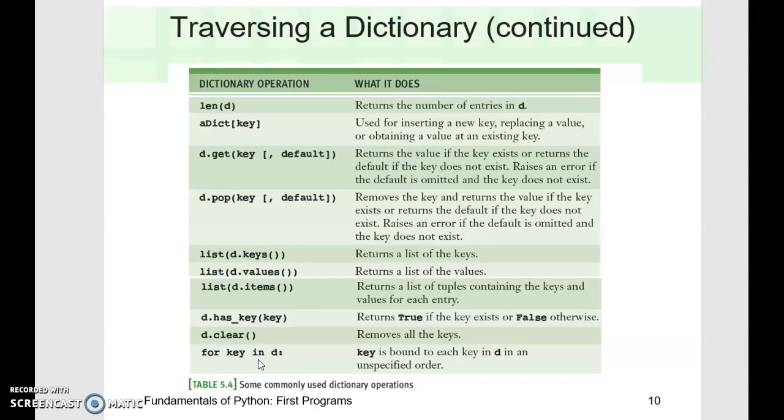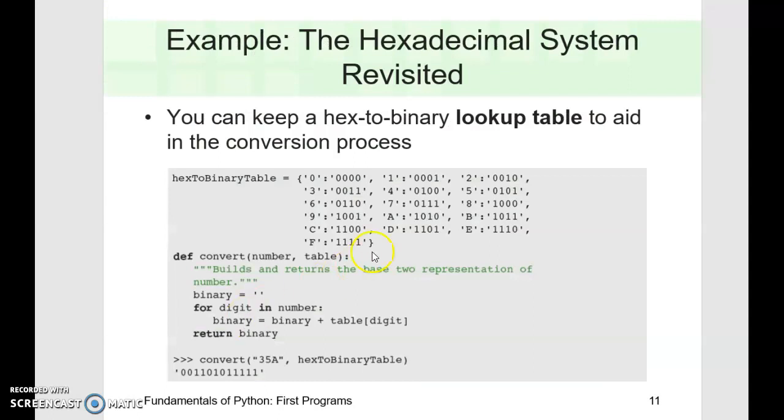Here are some other functions. This is in your book. These are some other functions associated with a dictionary. Take a look at those and you can see this is the length, this is inserting a new key, getting rid of a key, having a list of keys, having a list of values, and having a list of the tuples of items that contain keys and values. The hasKey function determines if a key is there, and then the for loop.